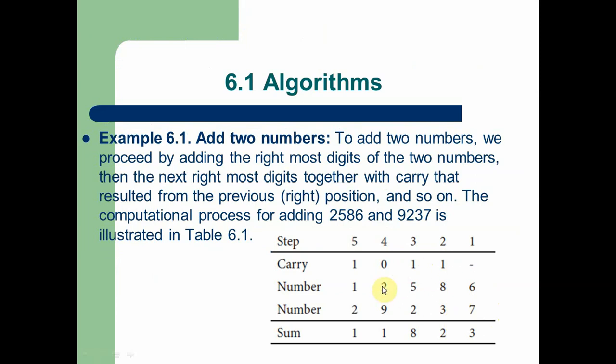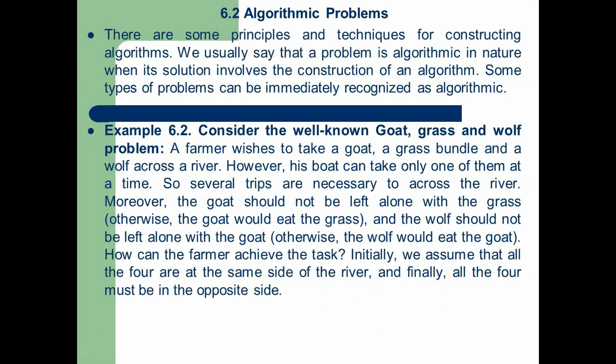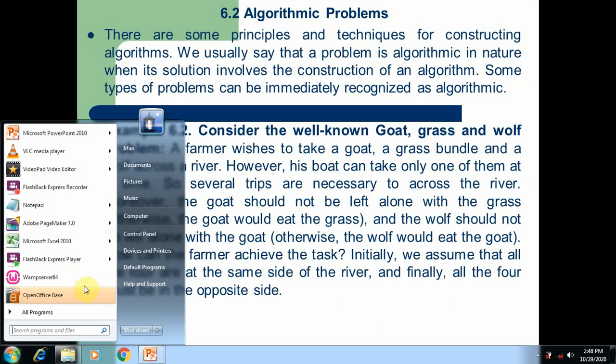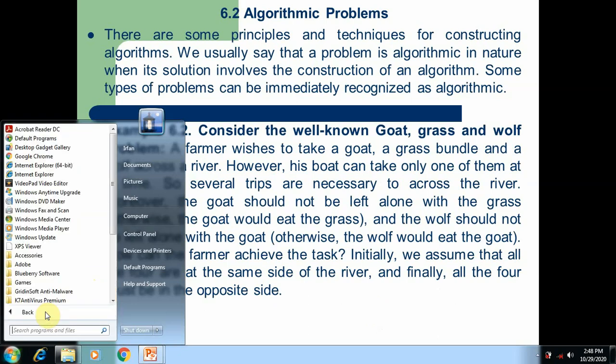In the same way, we go for the left side of each and every digit of the number, and we solve that problem. So this is a simple example for an algorithm. Now we are going to see some real-life algorithm problems. For example, consider the well-known goat, grass, wolf problem. First, understand this problem. It is a very simple problem, but we want to create an algorithm for it.